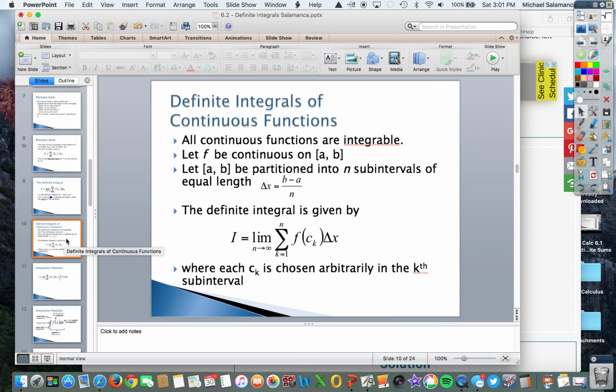So, definite integrals of continuous functions. All continuous functions are integrable. Let f be a function on the closed interval [a, b], and let the closed interval [a, b] be partitioned into n subintervals of equal length. That's the important part. They need to be of equal length.